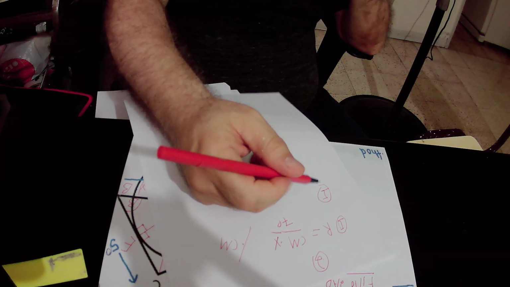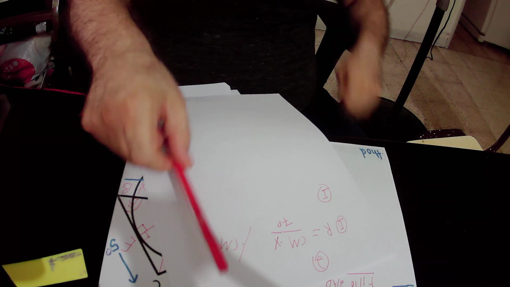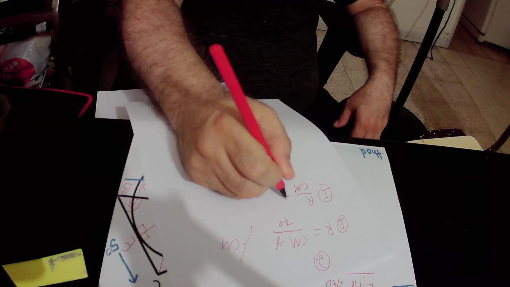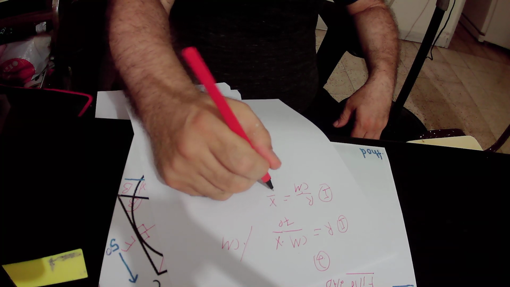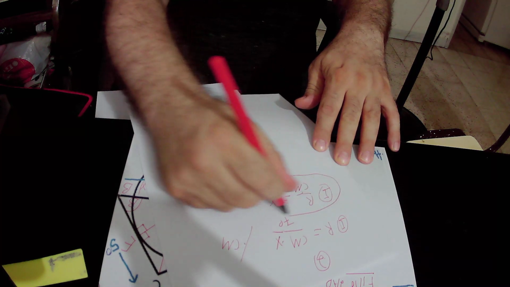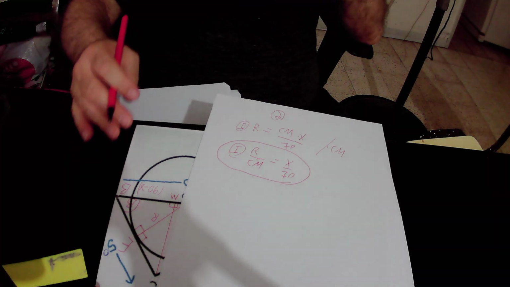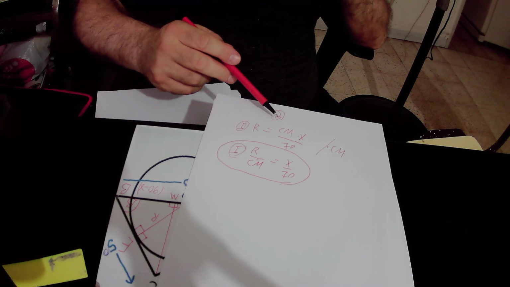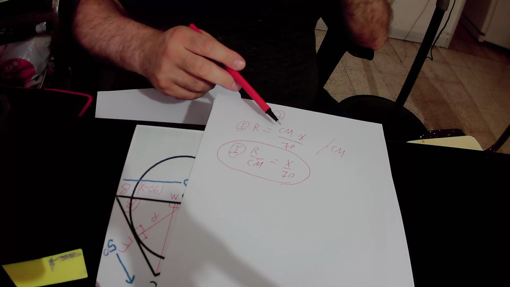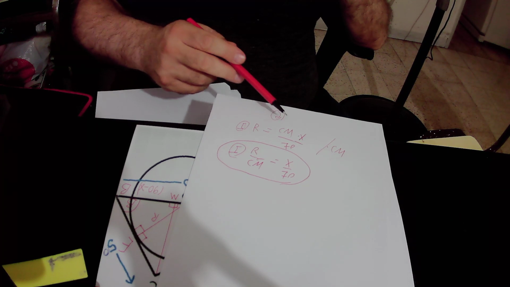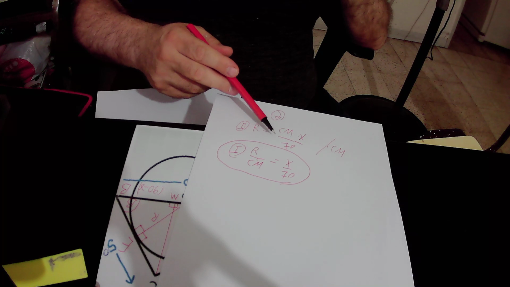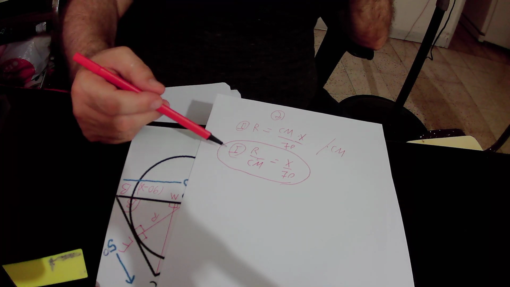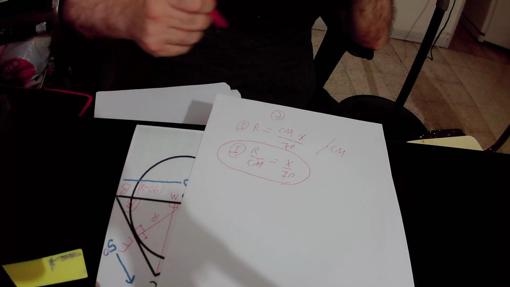And we'll get that R over CM equals X over 70. As you can see here, R divided by CM equals R over CM, and CM times 6 over 70 divided by CM equals X over 70. So this is our first equation: R over CM equals X over 70.